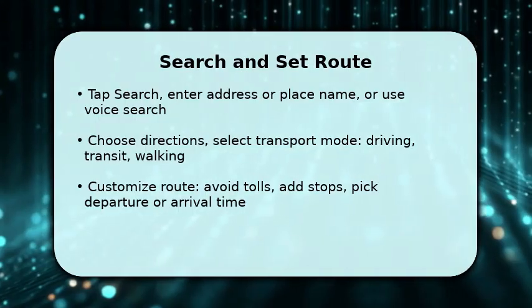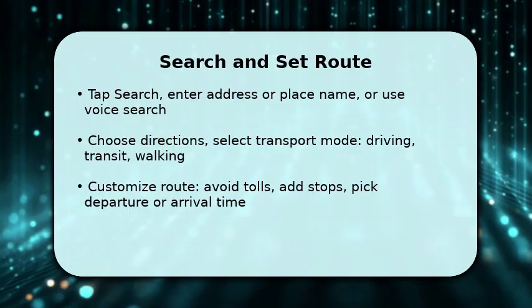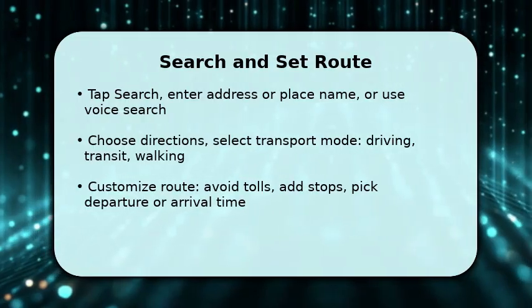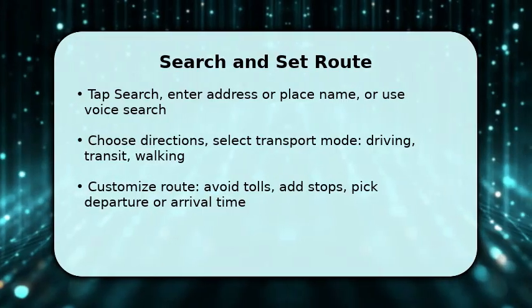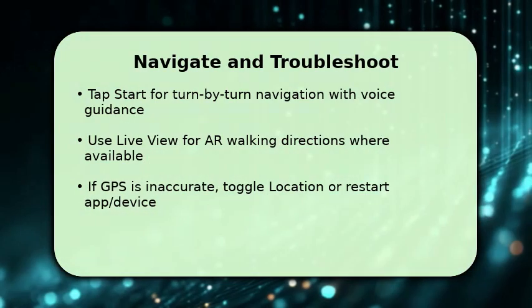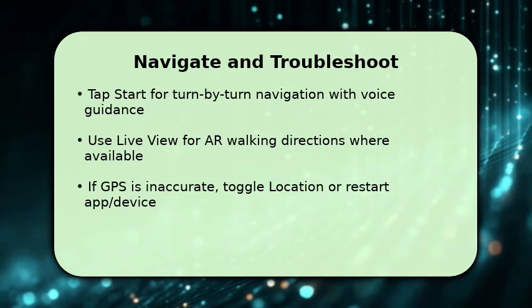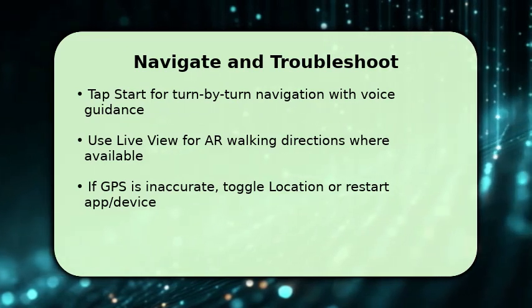Tap the 3 dots to avoid tolls or highways, add intermediate stops, and set departure or arrival time so Google predicts traffic and gives realistic travel times. You're ready to go. Tap Start for turn-by-turn navigation and listen for voice prompts.